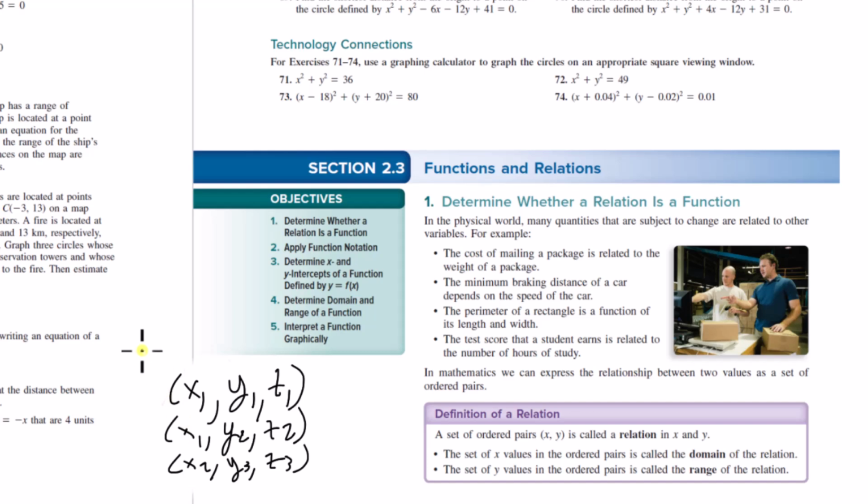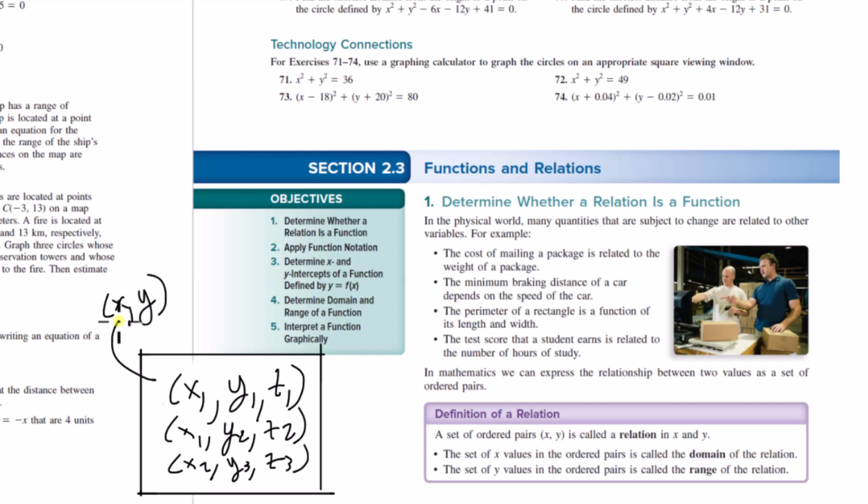So in that case, the domain would be the set of all X, Y pairs that are going to result in an output Z. But it just depends. You would kind of define this in the sense that, like the cost of mailing a package is related to the weight of the package. Well, okay, in that sense, the input is the weight of the package, right? And then the output is the cost to mail the package.